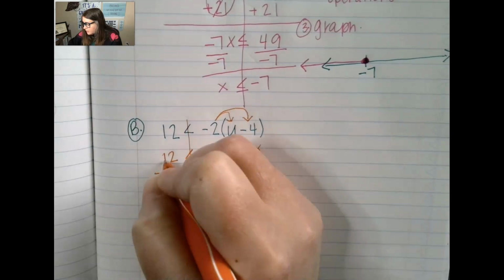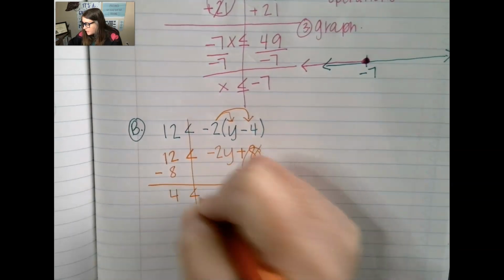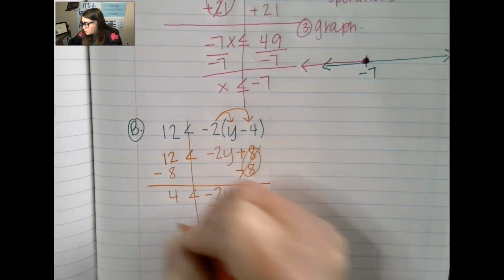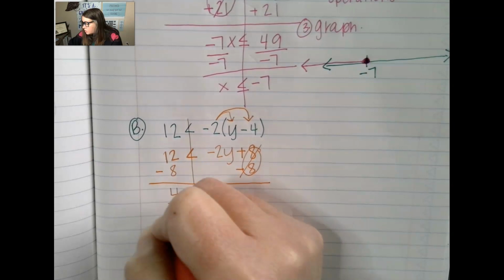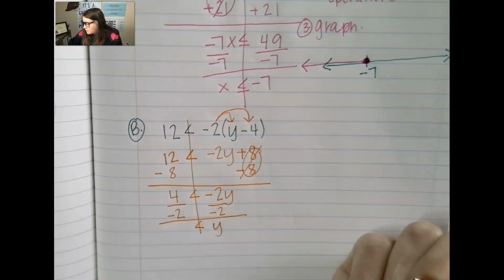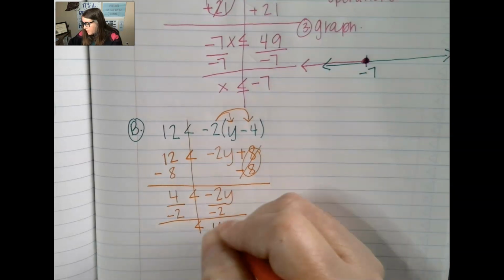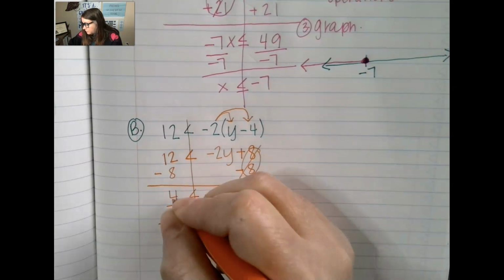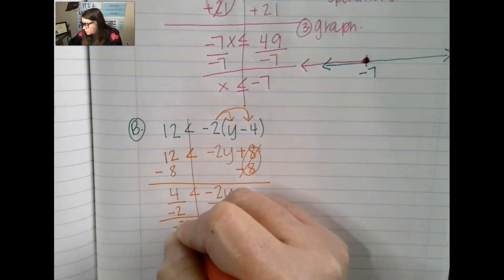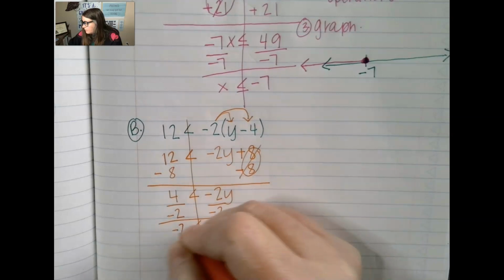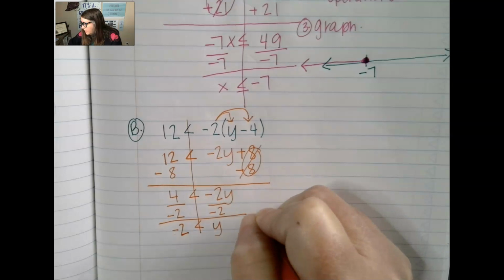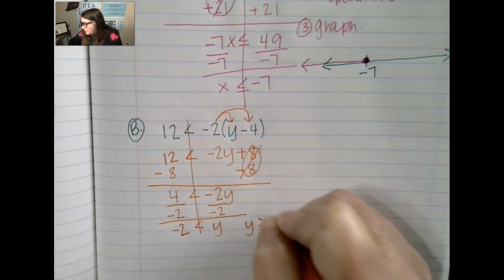That goes away. I now have 4 on this side, and it says 4 is less than negative 2y. Divide by negative 2. So this tells us that y is going to be greater than, because we're going to flip this around. 4 divided by negative 2 is negative 2. So let's go ahead and flip this. This now becomes y is greater than negative 2.